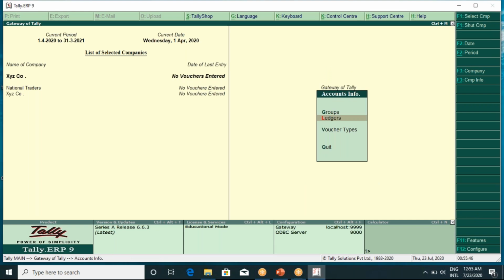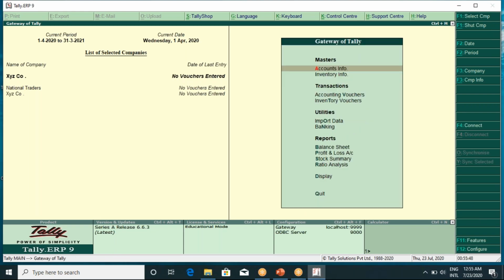Okay, escape. Okay, final, quit. Okay, this is the ledger and group creation.